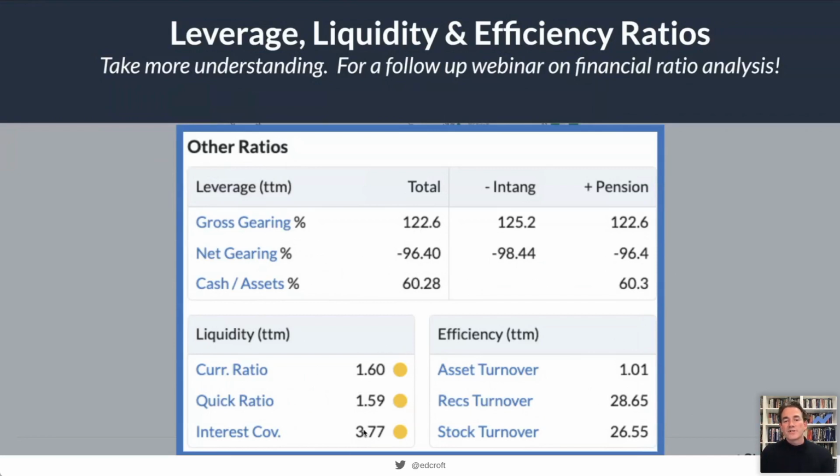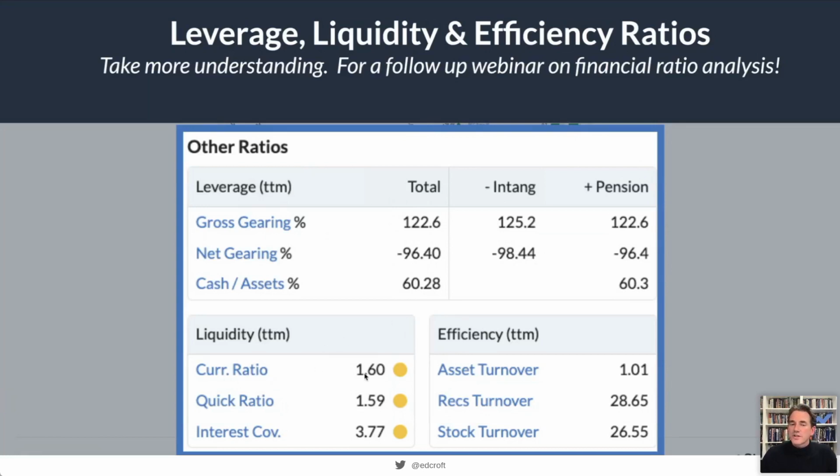And interest cover is also worth looking at, which is how many times the interest payments on debt are covered by profits. So it's worth looking at these. I'm not going to go into stripping out intangibles and stuff. It's a bit advanced for this webinar, but also these are liquidity ratios.